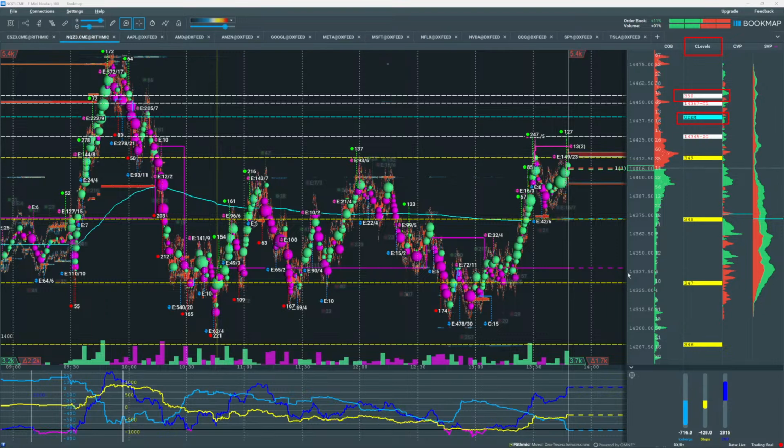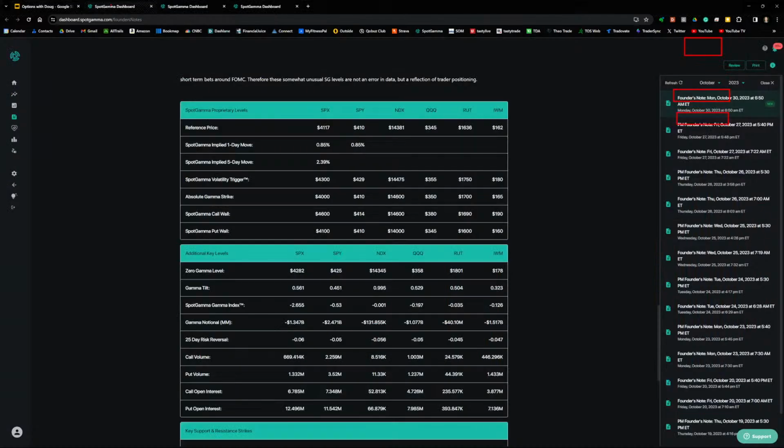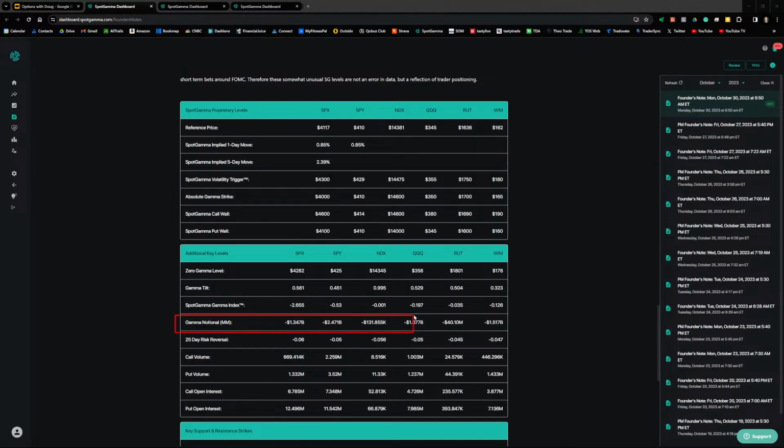All right, let's talk about gamma notional now. See how market makers were positioned on the gamma curve at the beginning of the day. What I'm going to take a look at is gamma notional here. Again, this is how market makers are positioned on the gamma curve at the beginning of the day. And I'm looking at SPX, SPY, NDX, QQQ, RUT, and IWM. The only number that really is not significant here is NDX. So we'll take a look at the other numbers.